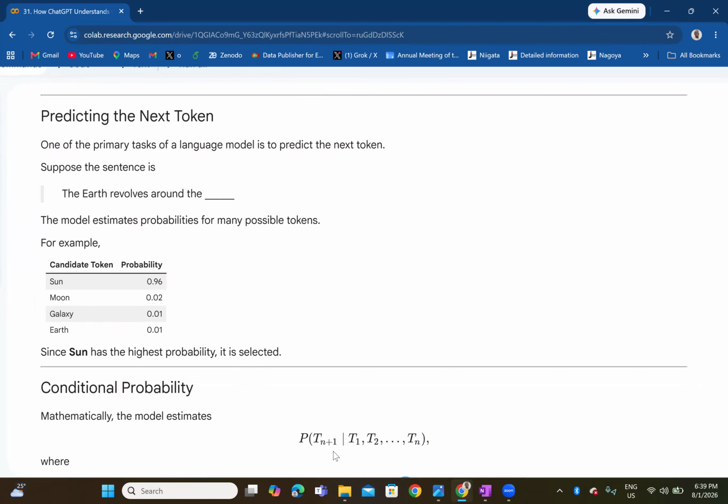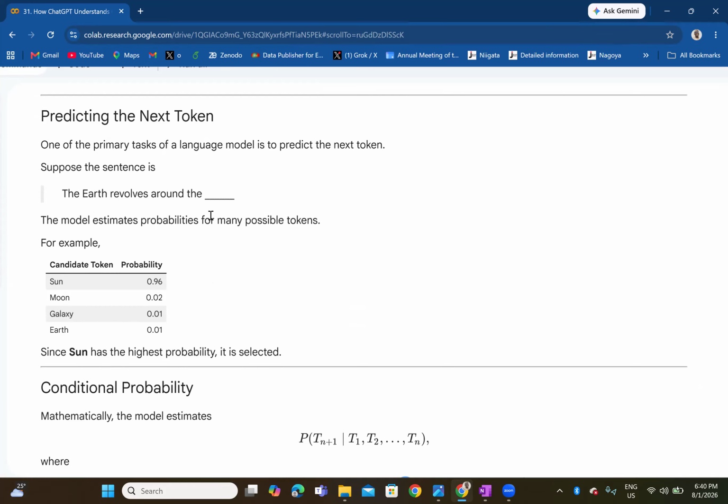Because those relationships are like contexts, one of the primary tasks of a language model is to predict the next token. Suppose the sentence is, "The Earth revolves around the ___." The model estimates probabilities for many possible tokens like Sun, Moon, Galaxy, and Earth: Sun 0.96, Moon 0.02, Galaxy 0.01, and Earth 0.01. The Sun has the highest probability, so it is selected.